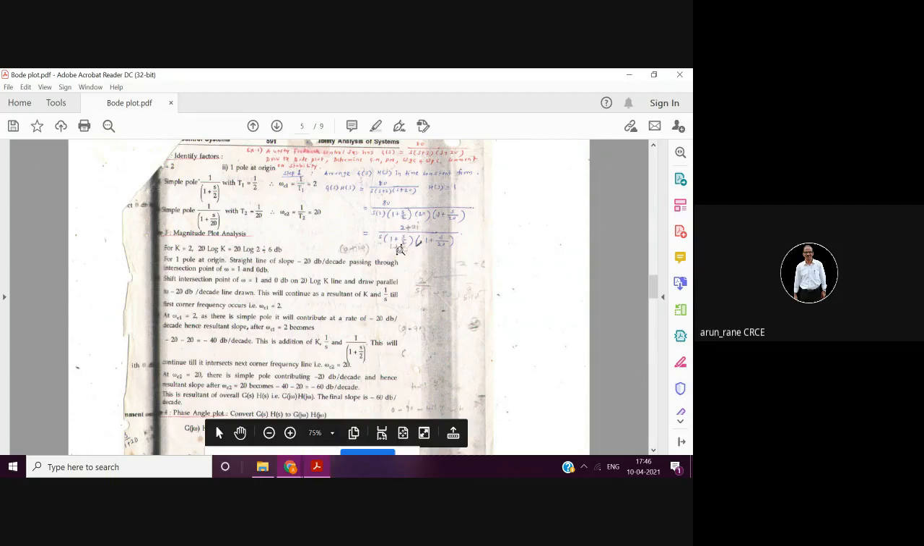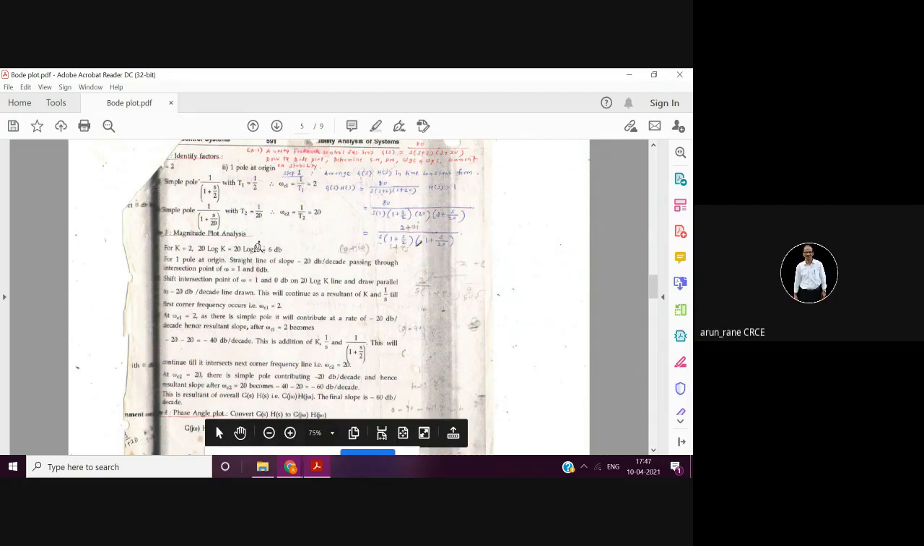So now see, this conforms to K, that is 2. This conforms to 1 upon s. This conforms to 1 upon 1 plus Ts. This conforms to 1 upon 1 plus Ts. So if you compare this 1 plus Ts, the value of T will be how much? s by 2, 1 by 2, isn't it? 1 plus Ts, if you compare, the value of T will be 1 by 2. And if you compare this, what will be the value of T? 1 by 20.